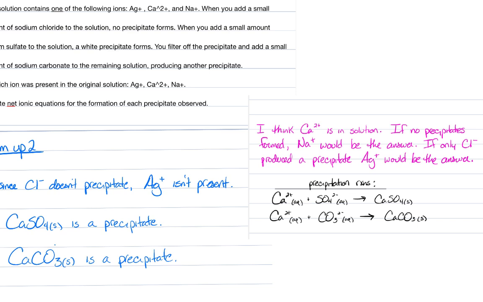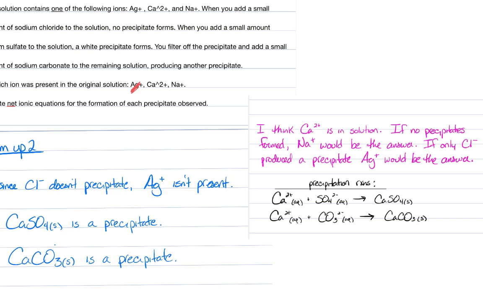So let's take step 1 first. If I add sodium chloride, does calcium chloride precipitate? No. I could go to my blue sheet and see that calcium chloride is soluble. Would silver chloride precipitate? Yes. So if silver is in this solution, I would expect a precipitate upon the addition of NaCl. Since this Cl- doesn't produce a precipitate, Ag+ must not be in this solution. Otherwise, we would have seen a precipitate in step 1. So we've already eliminated one of these. Let's narrow it down: is it calcium or is it sodium?